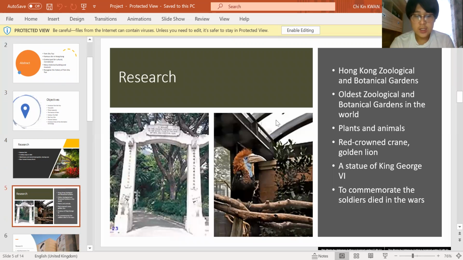The second site is the Hong Kong Zoological and Botanical Gardens. It is the oldest zoological and botanical gardens in Tsim Sha Tsui. People can get closer to nature to see the plants and animals. There is a big garden which has red crowned cranes and golden lion tamarins. In the garden, there is a statue of King George IV to commemorate the soldiers who died in the wars. The first picture is the statue of King George IV, and the second picture is the wildlife animal, the red crowned crane.